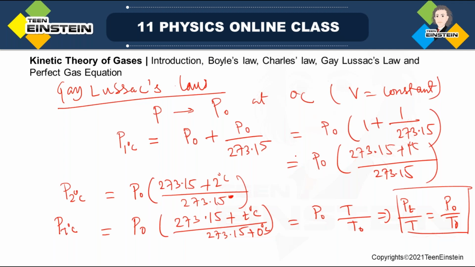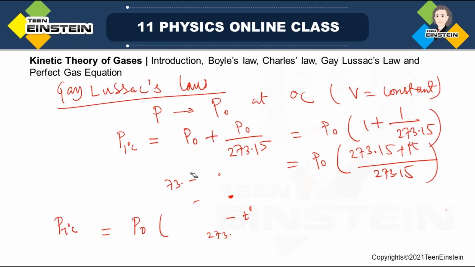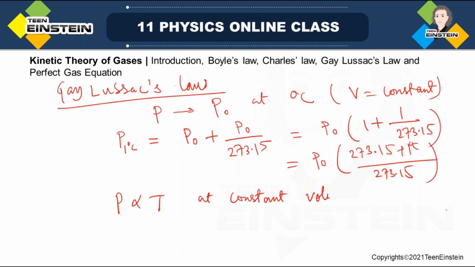That means this is giving you the direction that, as we have written in case of Charles's law, V proportional to T, in this case P proportional to T. So it is saying that P proportional to T at constant volume. In other words, we can state Gay-Lussac's law: if the volume remains constant, the pressure of a given mass of gas is directly proportional to its absolute temperature.